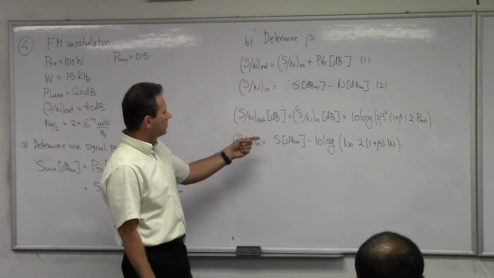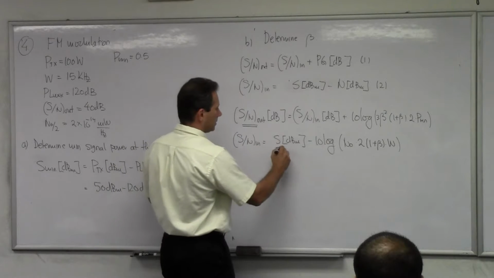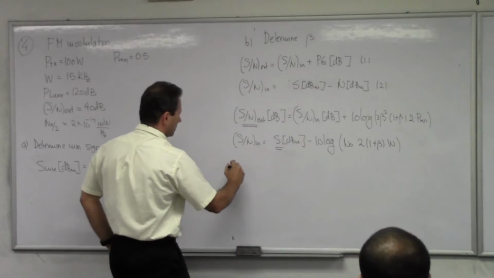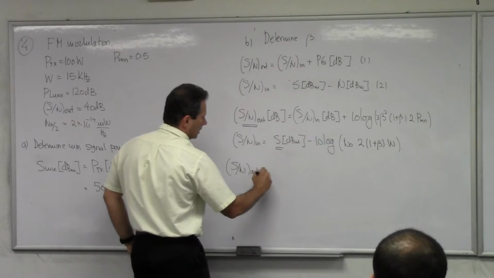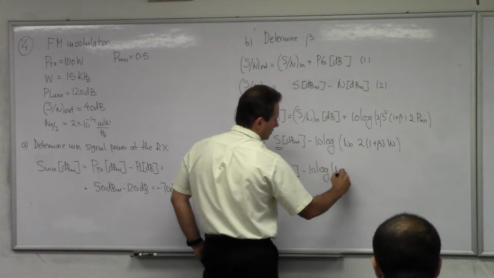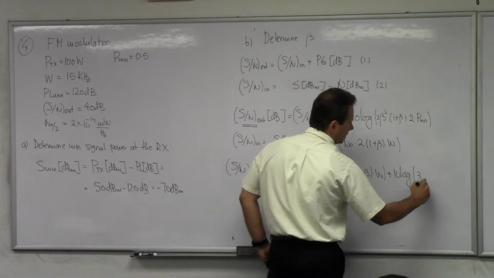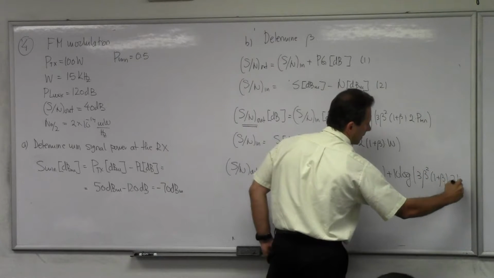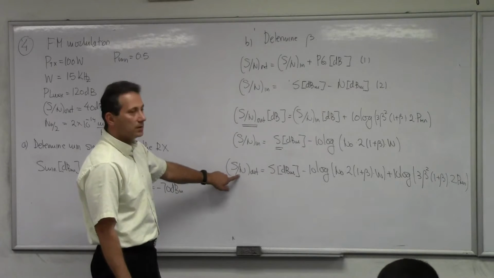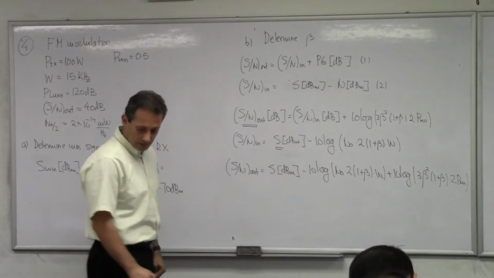Now, if you combine, let's see what are the things that we know. We know this one, and we know this one. So I can take this and put it in here instead of the signal to noise ratio at the input. So you get signal to noise ratio at the output is going to be the signal in dBm minus 10 log of N0 times 2 times (1 plus beta) times W, and then plus 10 log of 3 beta squared times (1 plus beta) times 2 times the power of the message normalized. Now, I know everything here except beta. I know what the output needs to be, and I know what my input signal power is. I know N0, I know W, so the only thing that I don't know is beta.